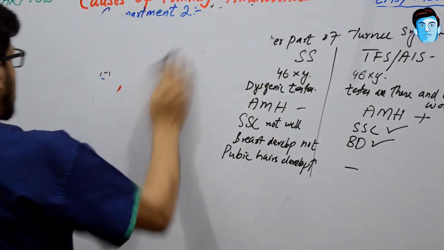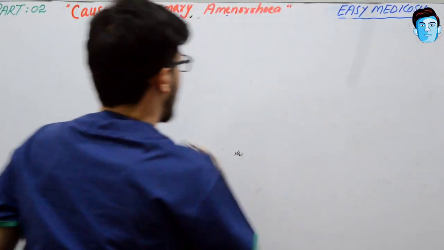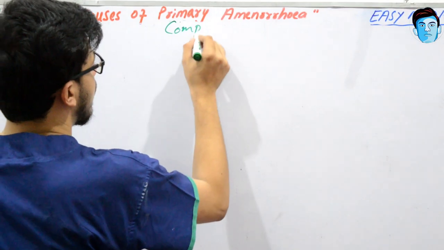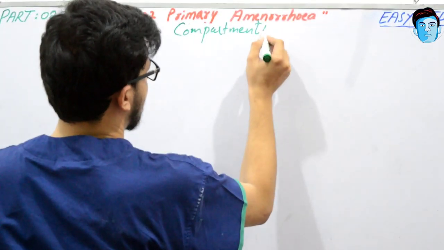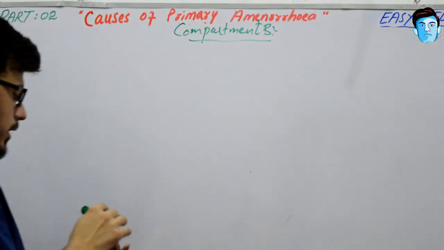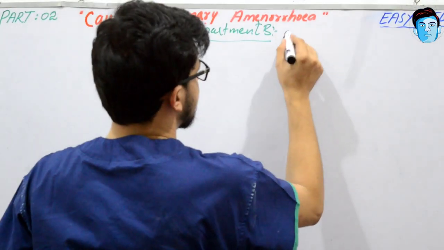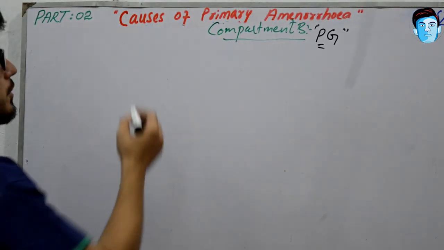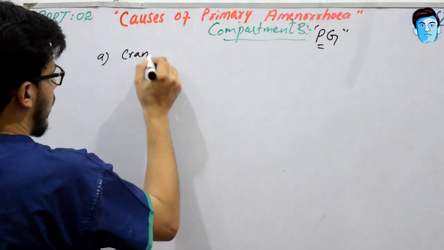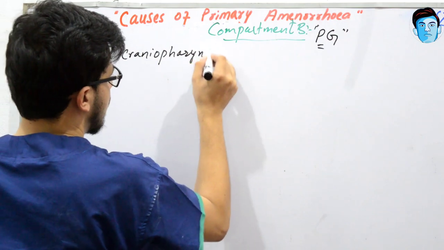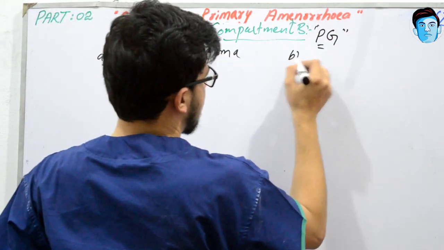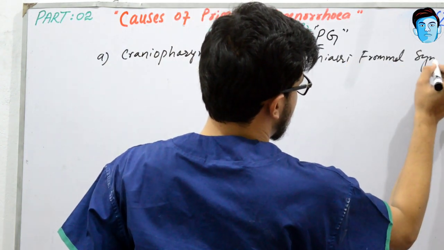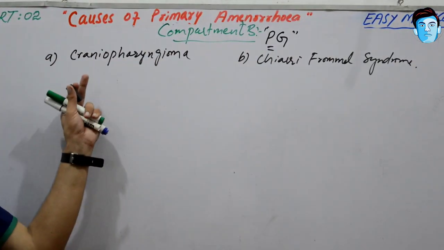Now let's discuss compartment 3. Compartment 3 consists of the pituitary gland. Now, what are the causes of primary amenorrhea which are related to the pituitary gland? The first one is craniopharyngioma and the second is Chiari-Frommel syndrome. Now, what is craniopharyngioma?